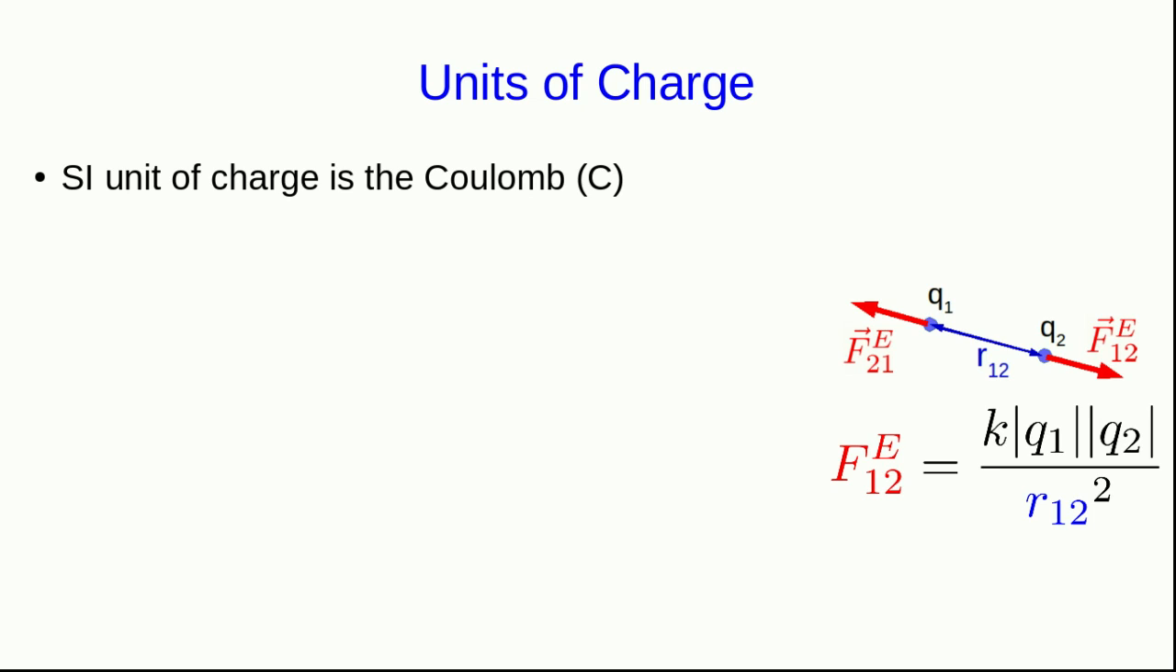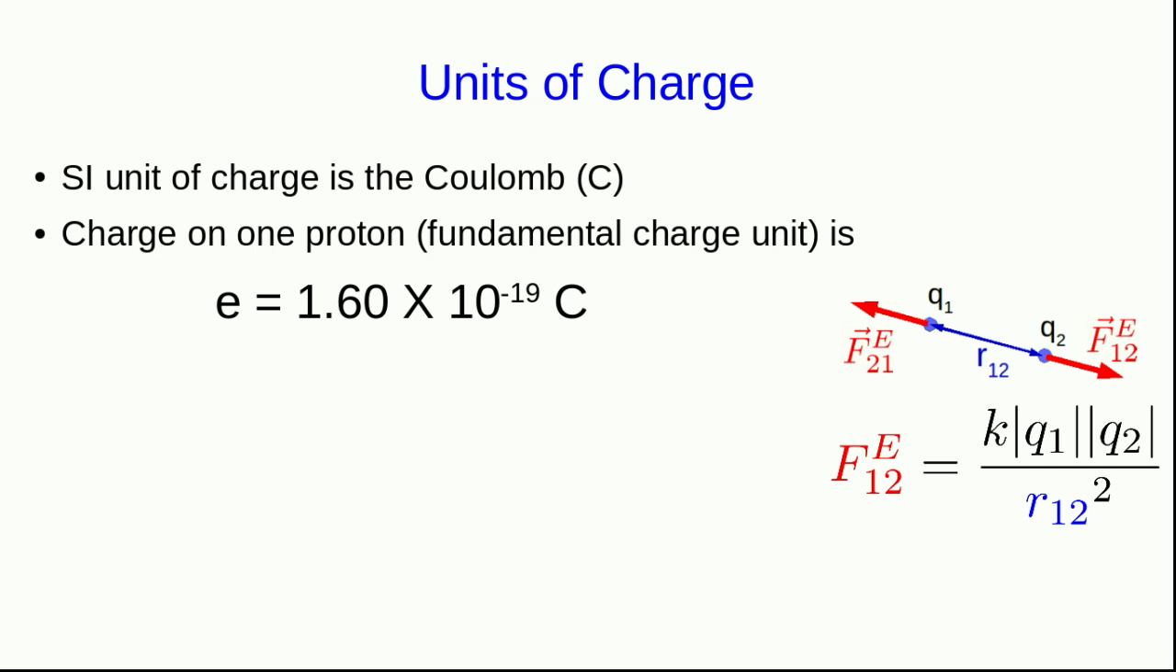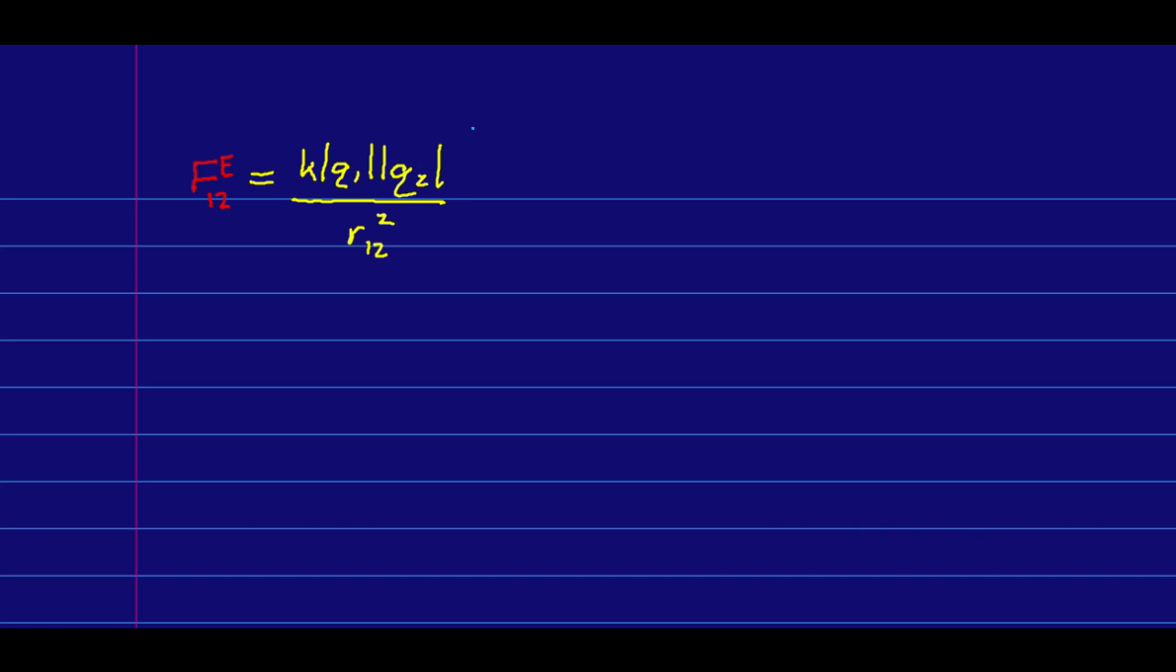The SI unit of charge is the Coulomb, and we'll see in a moment how to think about what a Coulomb is, but one way of thinking about it is in terms of the fundamental charge unit. The fundamental charge unit e, which is the charge on a proton, is 1.6 times 10 to the negative 19 coulombs. Or in other words, it takes about 5 times 10 to the 18 protons to give you 1 coulomb of charge.